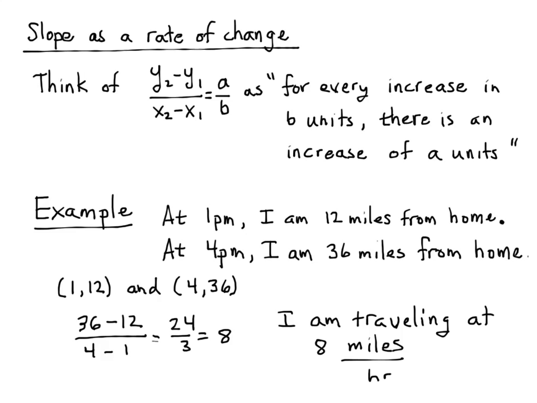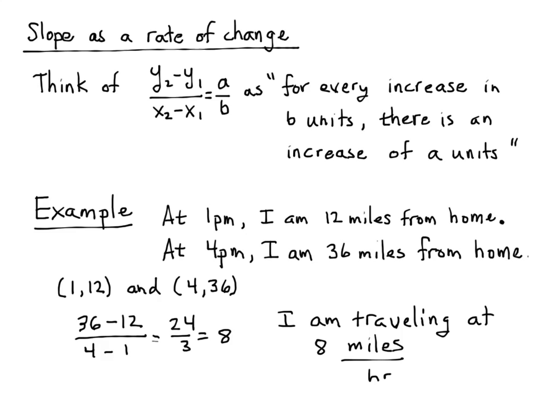So that's what the slope means in this context: it is the rate of change of my position. You're used to saying miles per hour as kind of one word, and even the abbreviation is mph. But think of the rate as how much my distance is going to change for every increment of time. So every hour I expect to change by 8 miles.